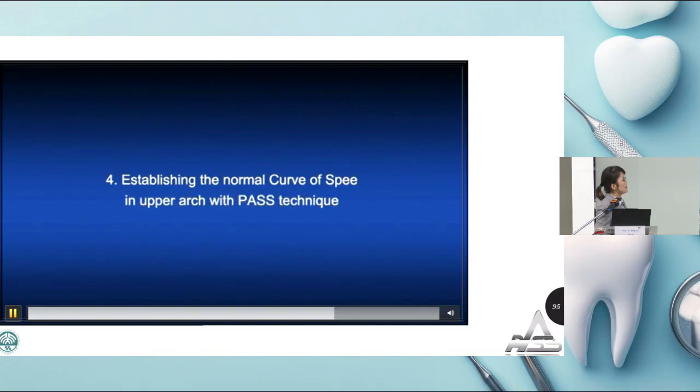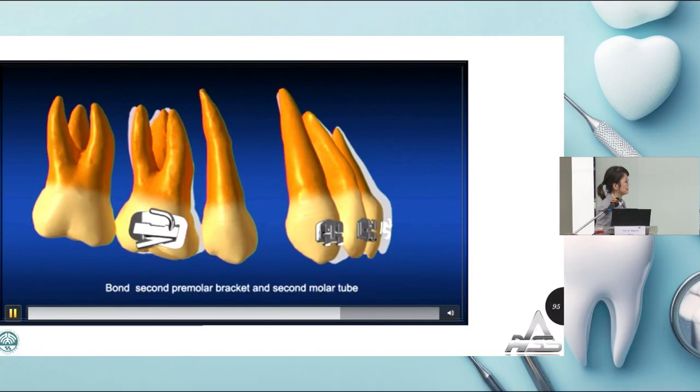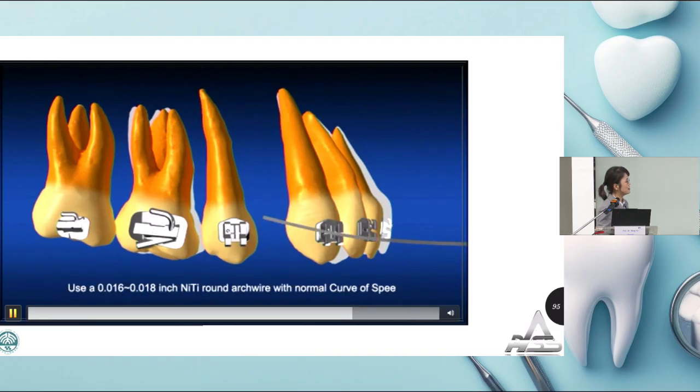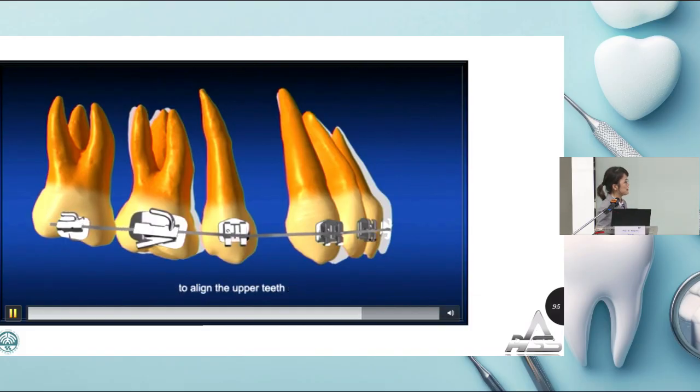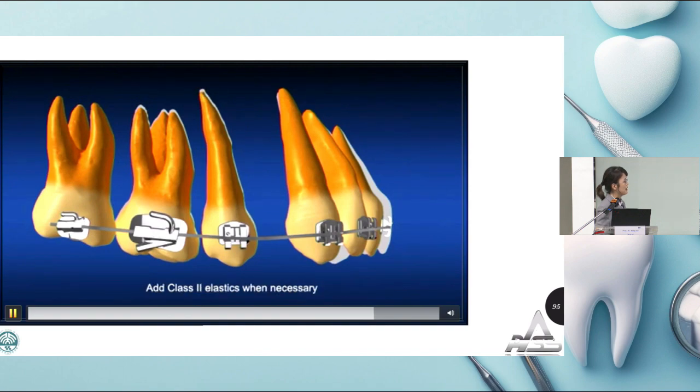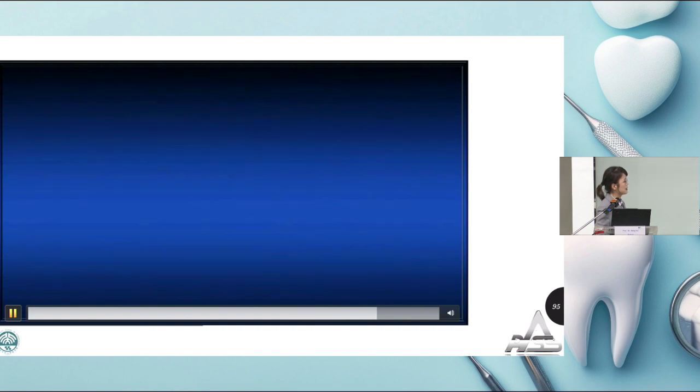Then we establish the normal curve of Spee in the upper arch. We bond 7 and 5, 7 closely and 5 a little bit gingivally. Then we use a round arch wire with curve of Spee to align the upper teeth, gradually transitioning to 18x25 NiTi wire to establish the curve of Spee.